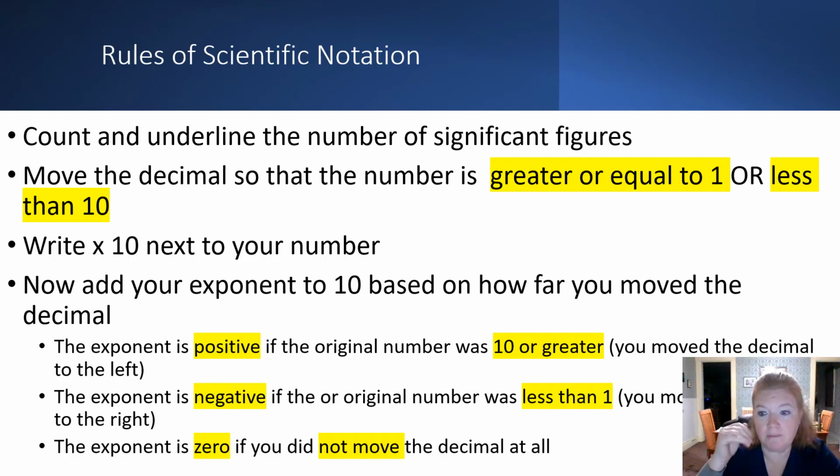But also you could remember this. If the decimal is being moved to the left, the exponent is going up. If the decimal is moving to the right, the exponent is going down. So it's left up to you and it's right down the line. Left up to you, right down the line.